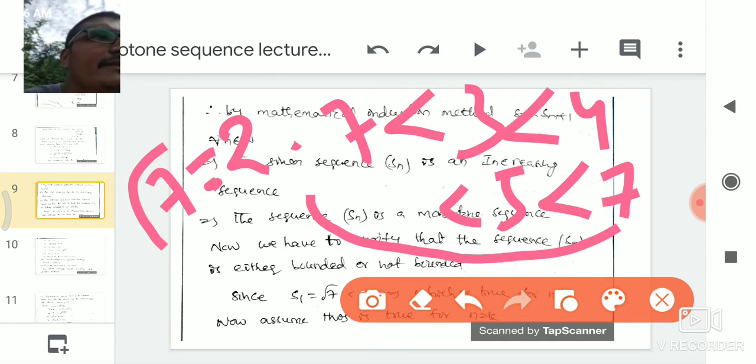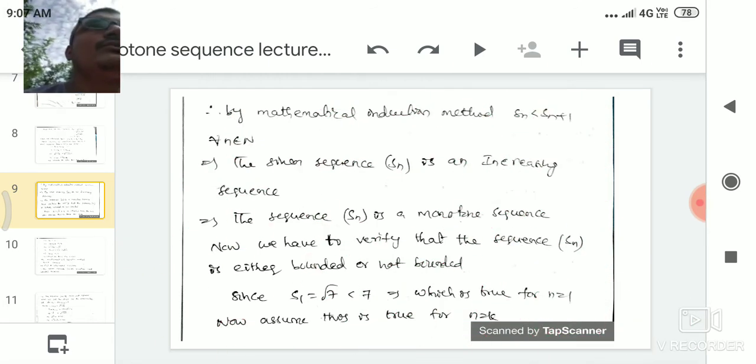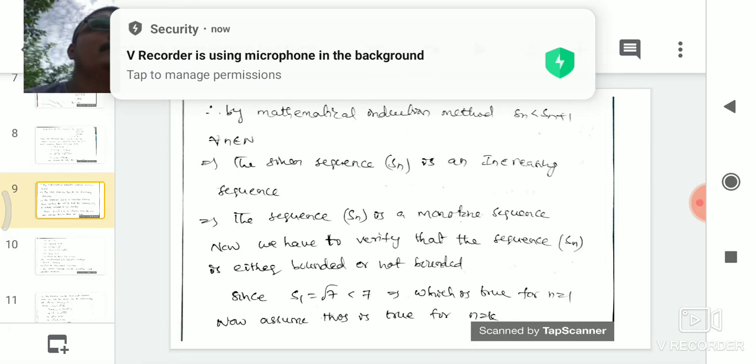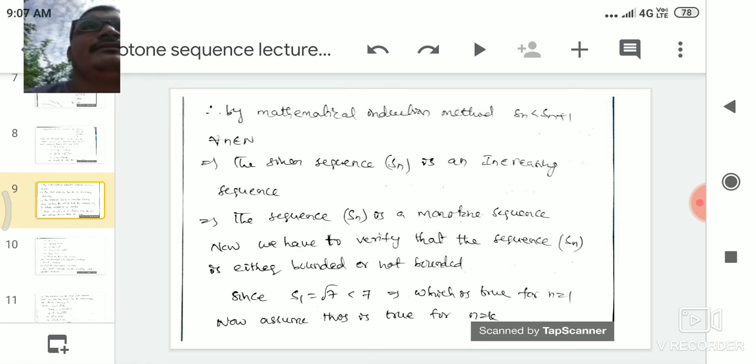Root 7 is less than 4, root 7 is less than 5, root 7 is less than 6, root 7 is less than 7. Here we choose root 7 is less than 7. So obviously it is true. That's why this is true for n is equal to 1. So already root 7 is always less than 7, which is correct for n is equal to 1.